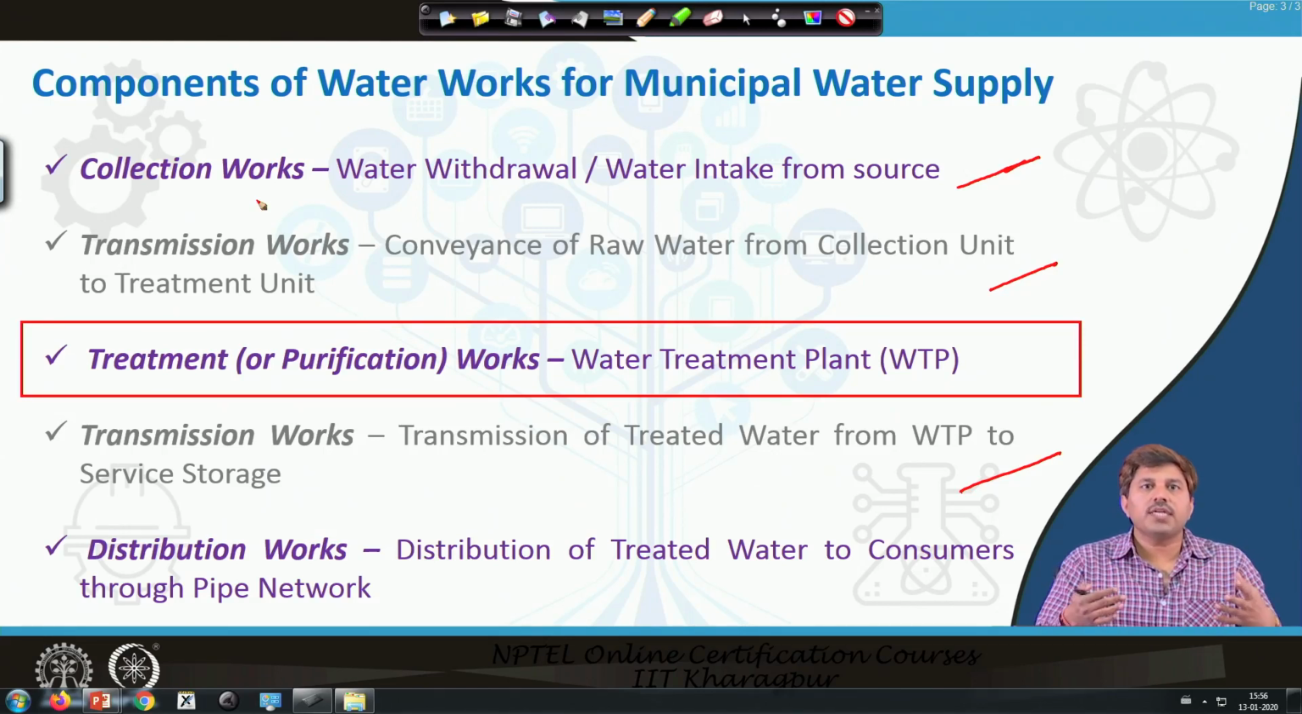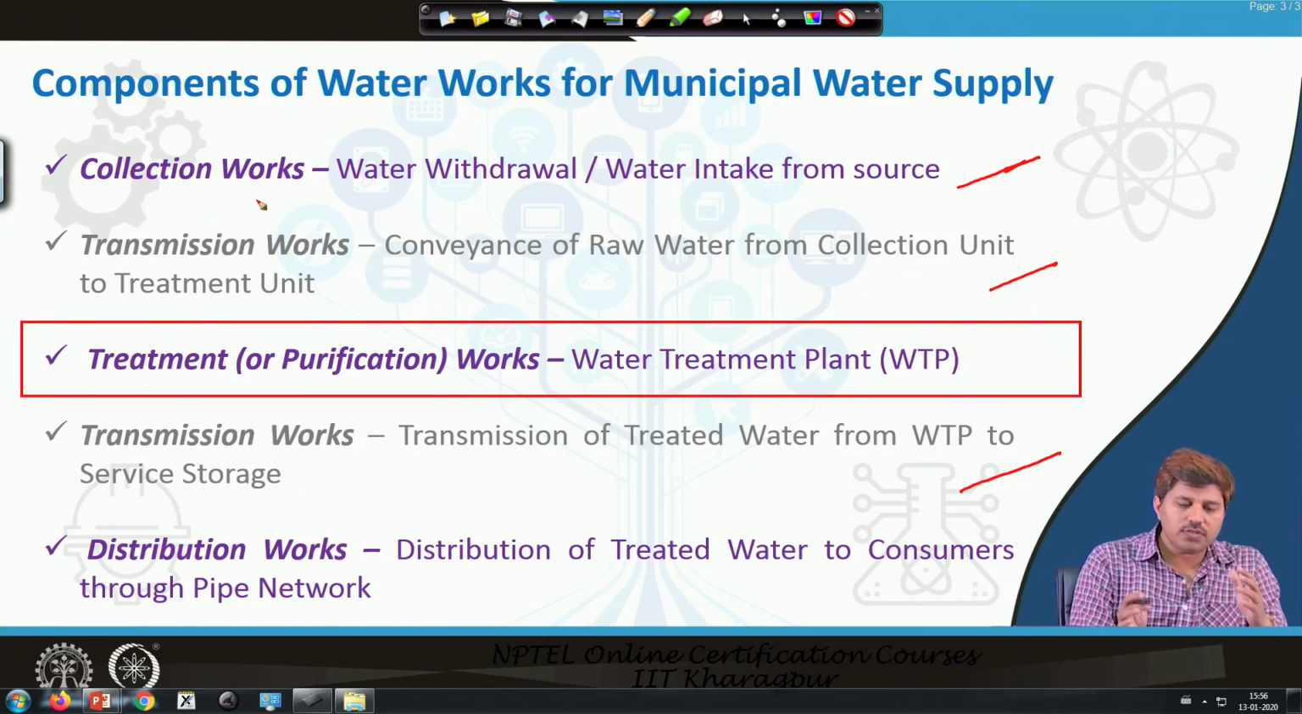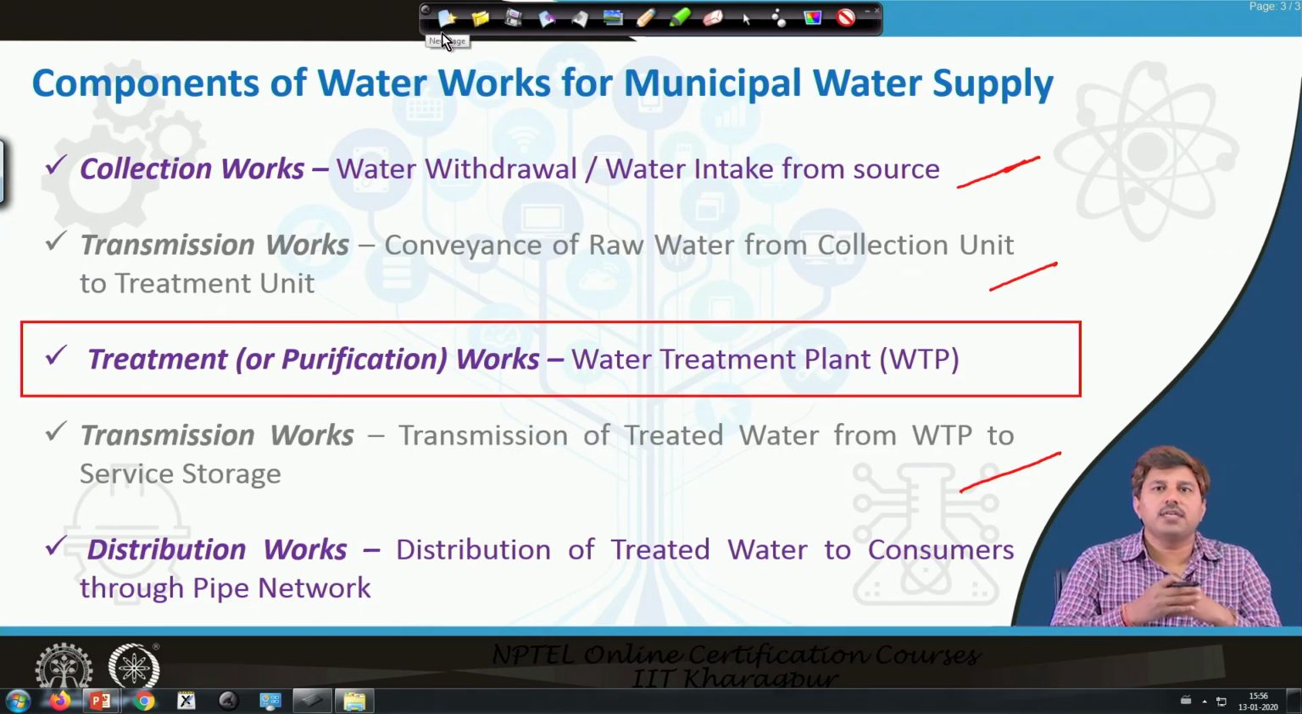So, we did talk about collection, how we collect water, and in an earlier week we discussed how we transmit water to the treatment facility, and from the treatment facility to distribution mains, and also the storage structures. The middle pillar, or the important part, is the treatment or purification work, which is essentially the water treatment plant in the water supply systems. So, this particular week, and in fact probably the next couple of weeks more, will be focusing on the treatment of water.